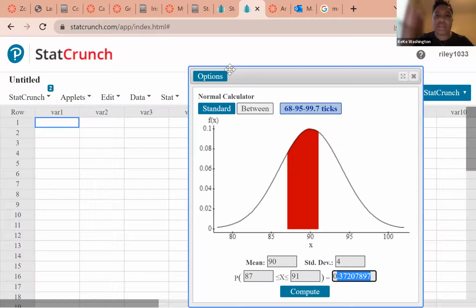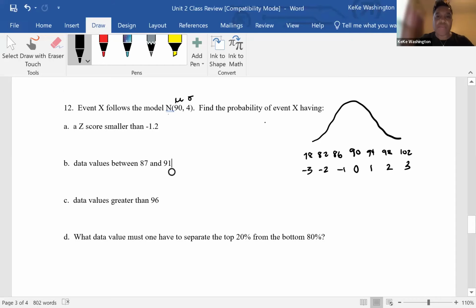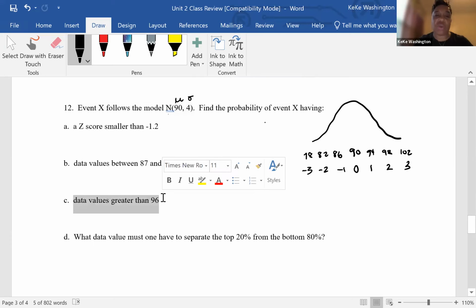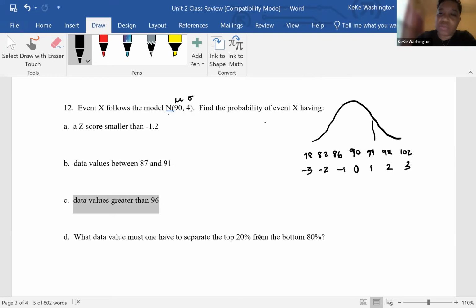All right, so what about the next problem that we have on our list? We would like to calculate the probability. Again, we're still using the same information here, normal distribution, 90 and 4 as mean and standard deviation. But this time we want data values greater than 96. So again, we're still staying in X. So if I want greater than 96, right?